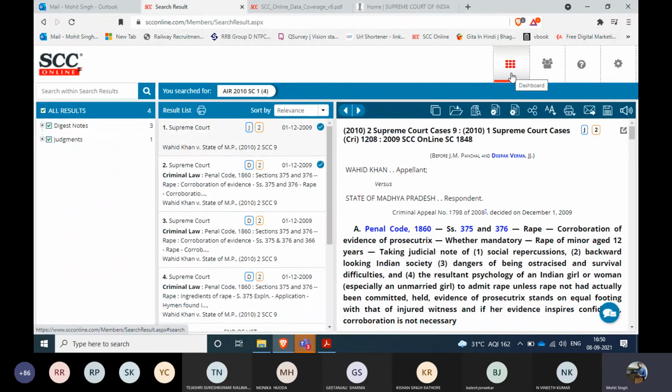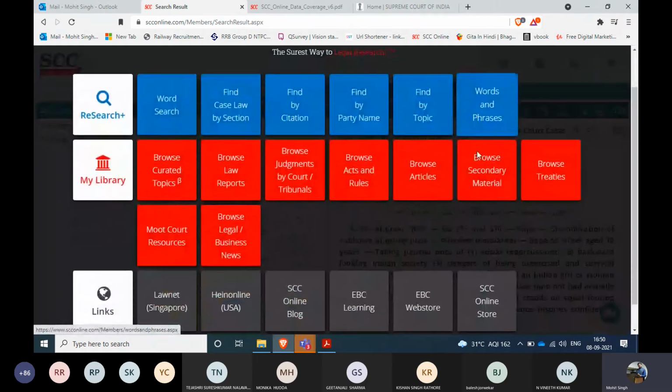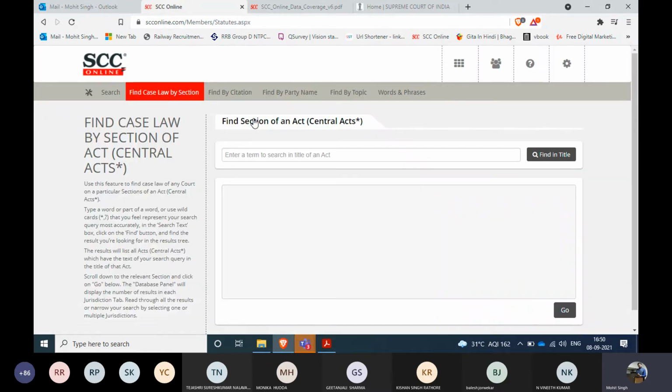Let's move forward with the dashboard. In the dashboard, we have find case law by section. Find case law by section especially works for those queries in which you are looking for some case laws on a particular section of law. I'll just take a very basic example over here. For example, you are looking for some cases on IPC section 302, punishment for murder.